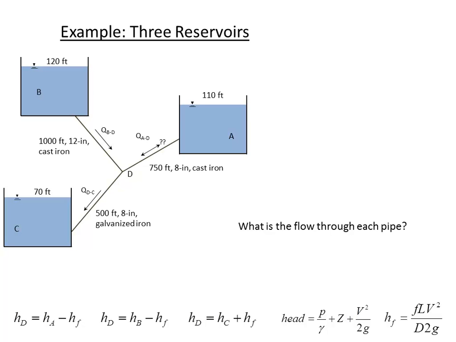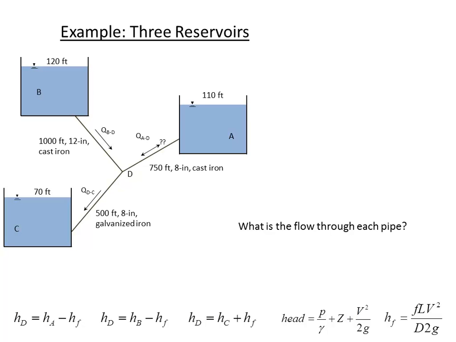And so what aren't we going to know? We don't know how much energy there is at D, so we're going to have that guess value that we start with. We don't know what velocity the water will have through the pipes, and that means we don't yet know what the F values are going to be. And so we're going to set it up.